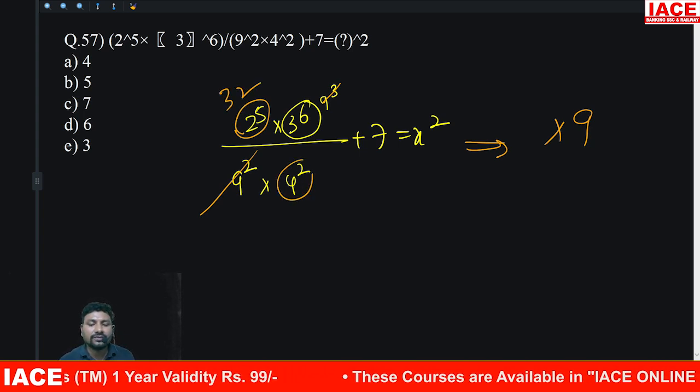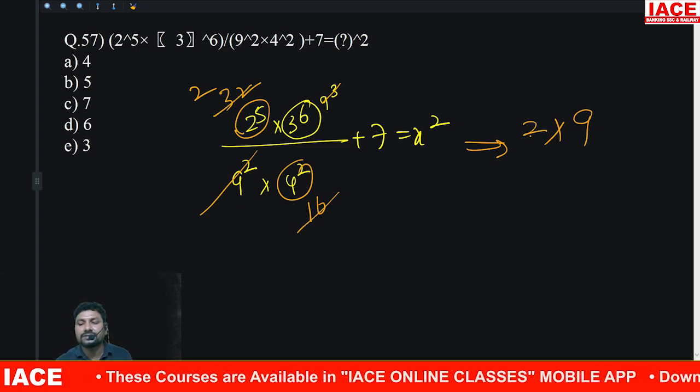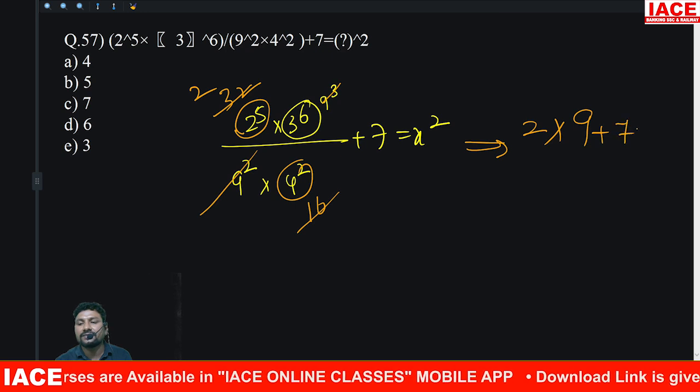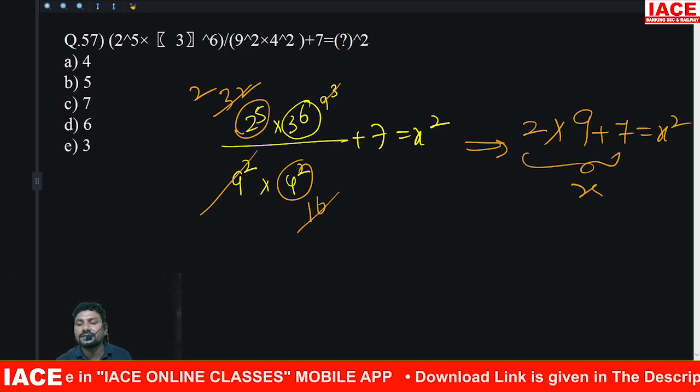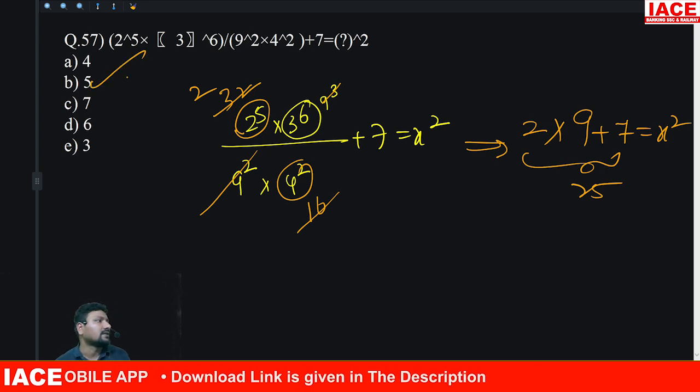4 square equal to 16. 16 to 32, how many times? 2 times. 2 9s are 18 plus 7 equal to x square. This result is how much? 25. Then x square is equal to 25, x equal to, answer is 5.